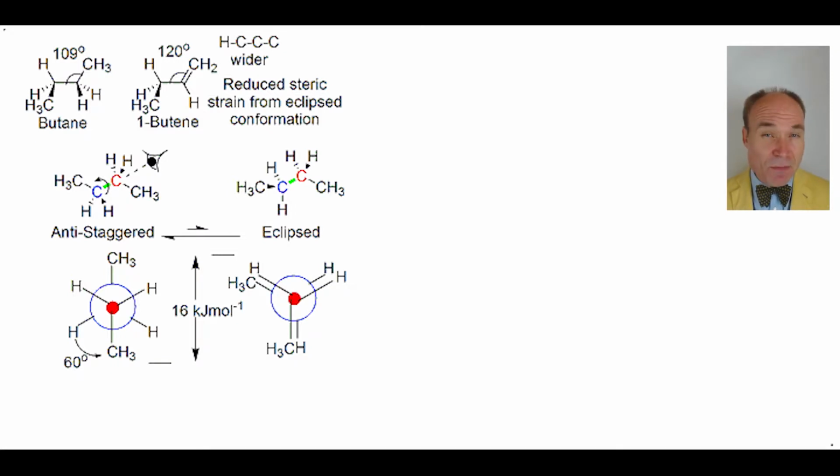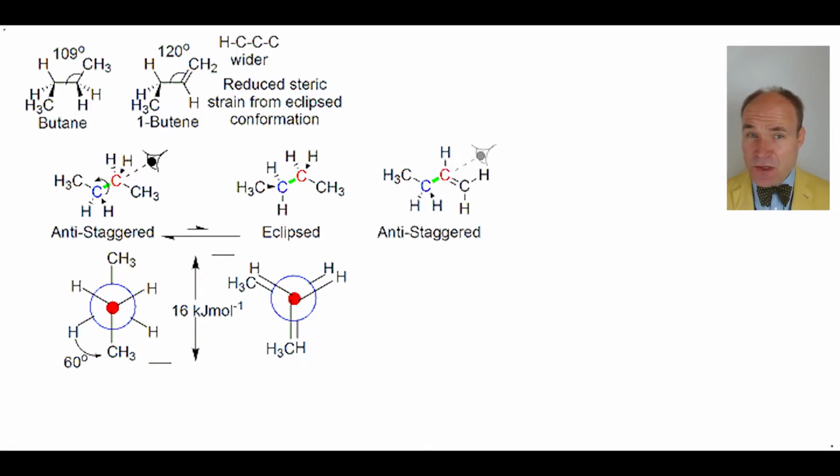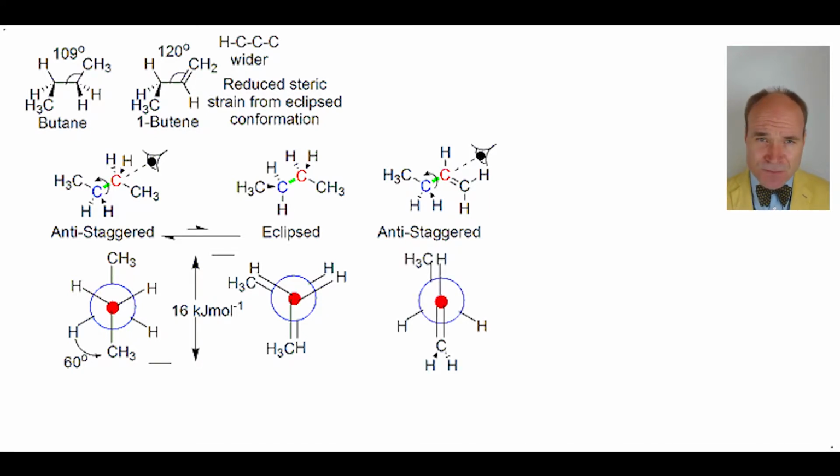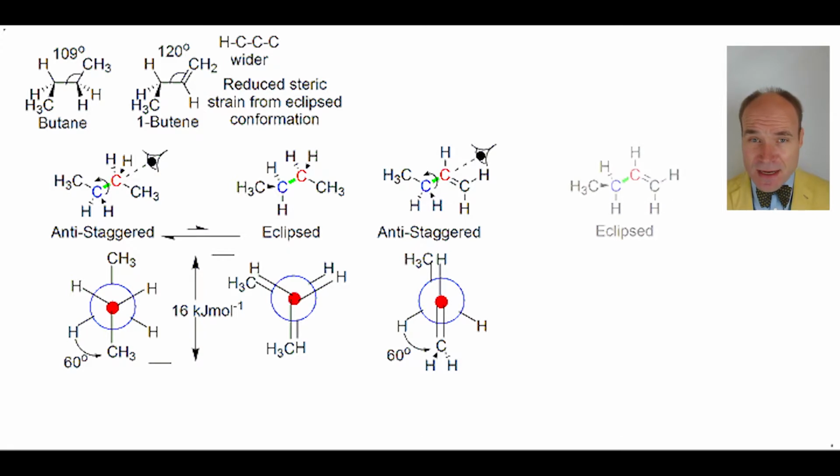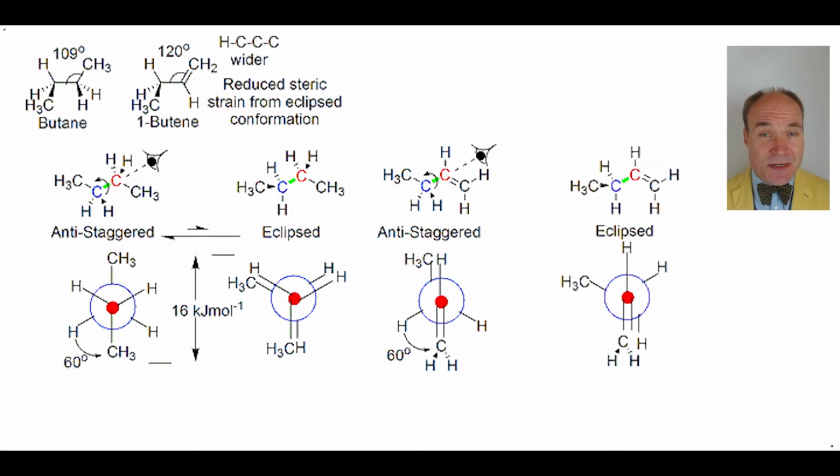Now, what about the butene case? Here is the anti-staggered conformation viewed down carbon 2 red to carbon 3 blue in Newman projection. Upon anti-clockwise rotation about the 2,3 carbon-carbon bond by 60 degrees, the eclipsed conformation is generated that is more abundant than the anti-staggered conformation. This is due to the wider angle in butene, and the eclipsed conformation is of lower energy by 5.5 kilojoules per mole when compared to the anti-staggered conformation.